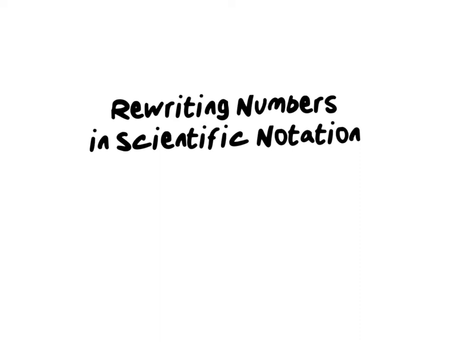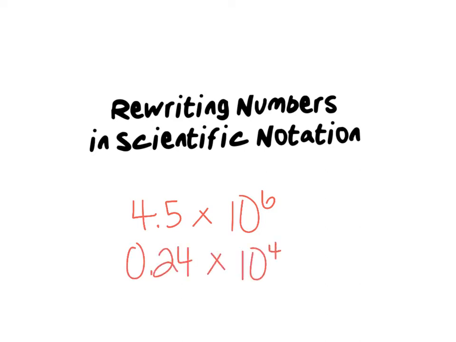Just as a quick reminder, a number is written in scientific notation when it's a number between 1 and 10, like maybe 4.5, and then times 10 to some power. So that number is in scientific notation. This number, 0.24 times 10 to the fourth, is not in scientific notation because that's not between 1 and 10.